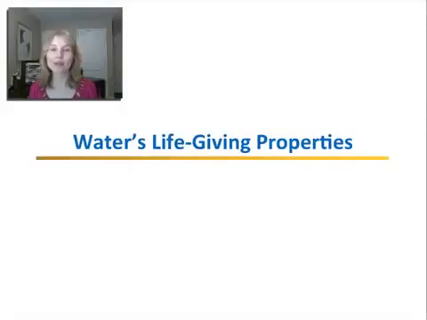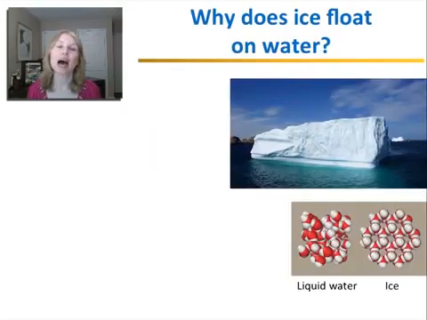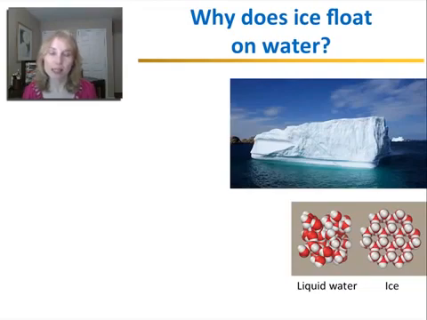So now we're ready to talk about water's life-giving properties. Without the existence of water on this planet, life would simply not be possible. So let's review why. The first is that ice has the ability to float on water. Usually, solid substances are more dense than liquids and will sink. But ice does not. Why?